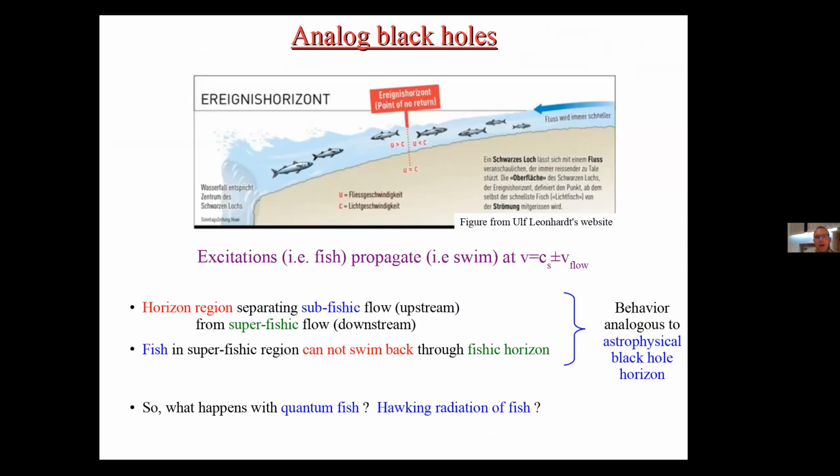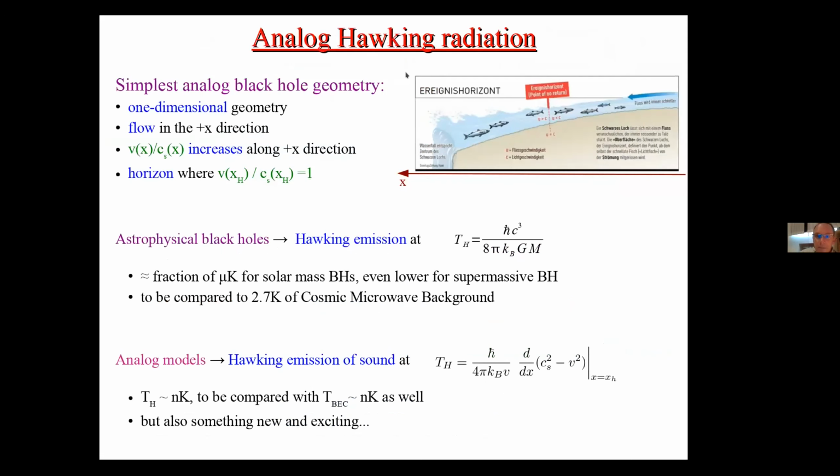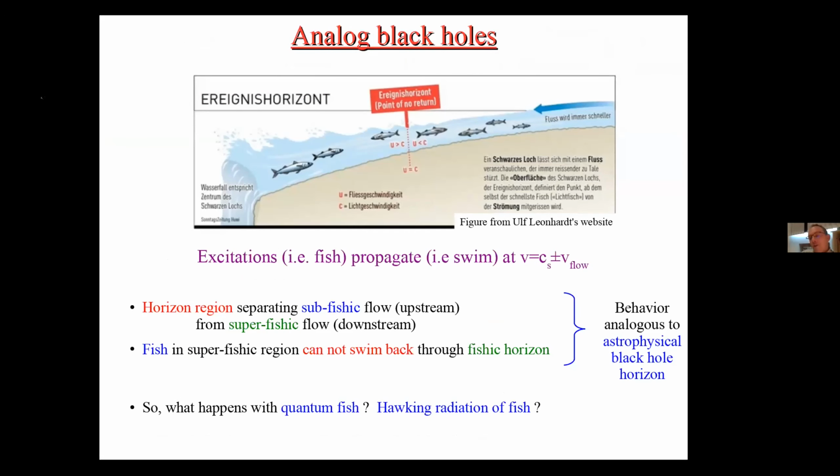Good. So for those who are not very familiar with the idea of analog black holes, the basic idea is to create a condensed matter system where some excitations behave kinematically in the same way as a quantum field behaves in a neighborhood of the horizon of a black hole.